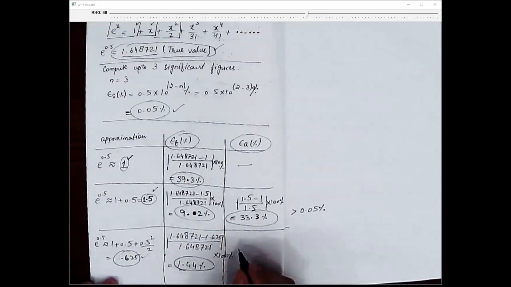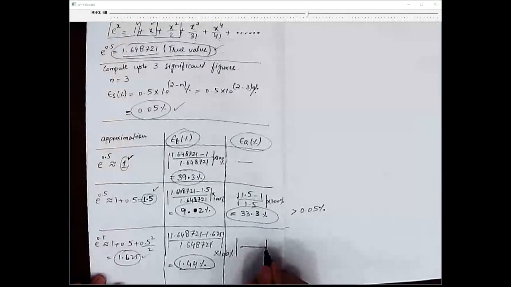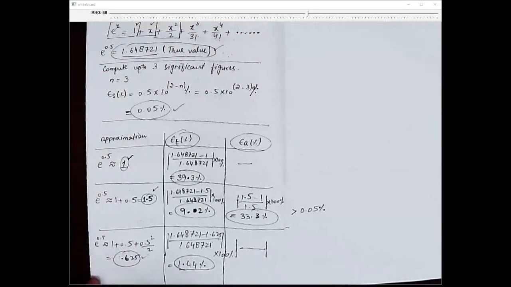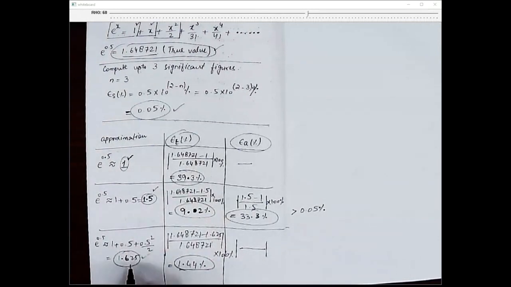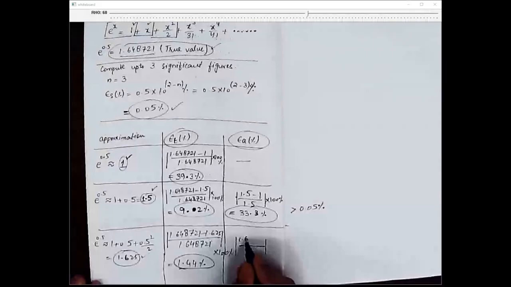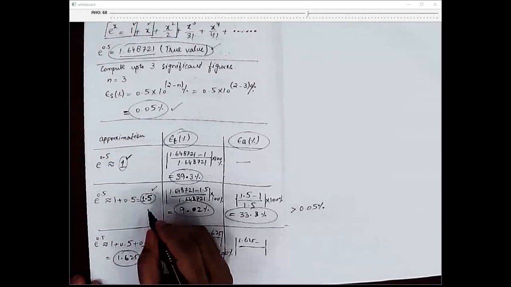Now what about this EA? Can we compute it? Okay. So now I need the current approximation. Which one is the current approximation? Now I have three approximations, 1, 2, and 3. The latest one is 1.625. You remember that we said the latest is called the current approximation. So the current approximation is 1.625. The previous one is just the one before it.